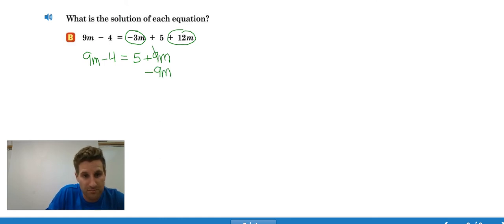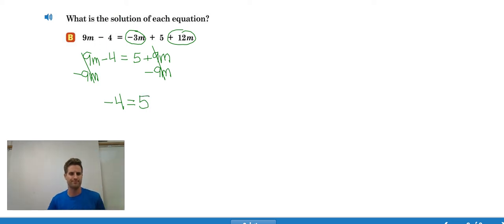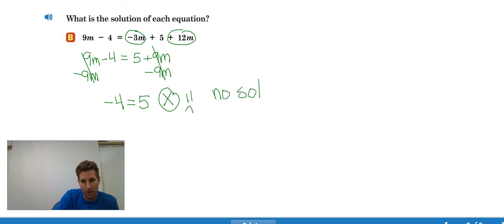You got to get them all to the same side. But what happens is it cancels out both. And then we're left with negative 4 equals 5. Is that true? No, it's not true. In fact, if we try to do this, this would just end up nowhere. This means any number I pick for m will never work. Okay? So this is a situation, so this is not true. Boo, sad face. So this is a no solution problem.